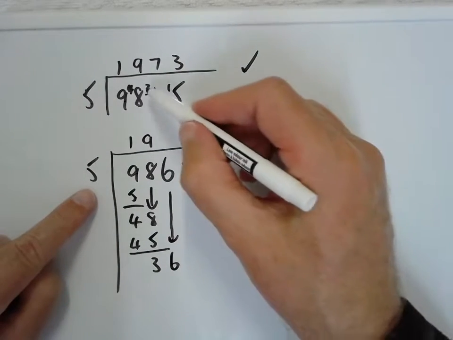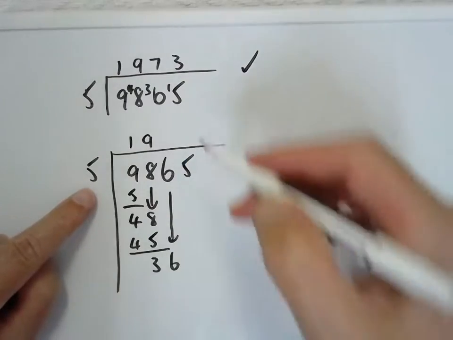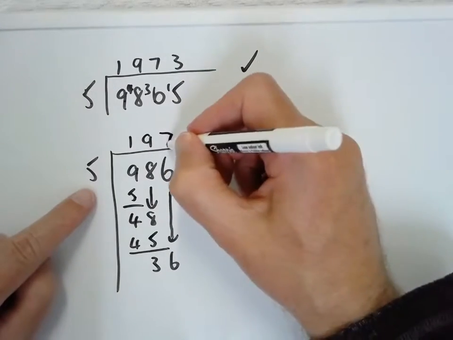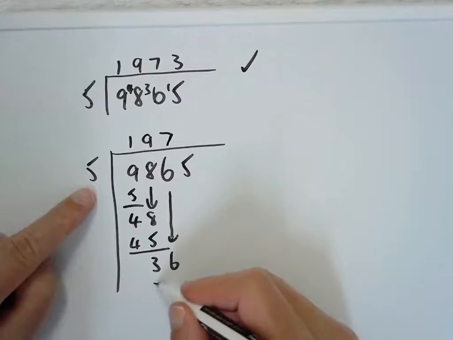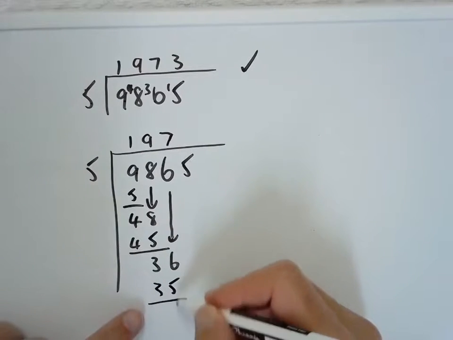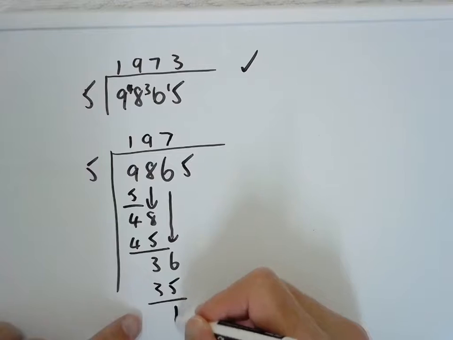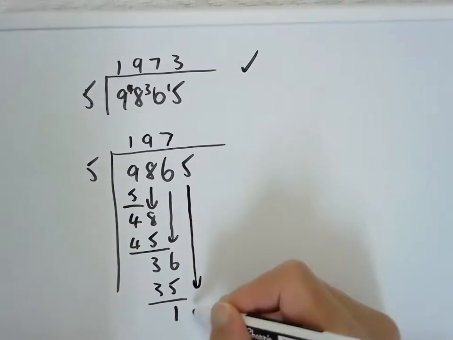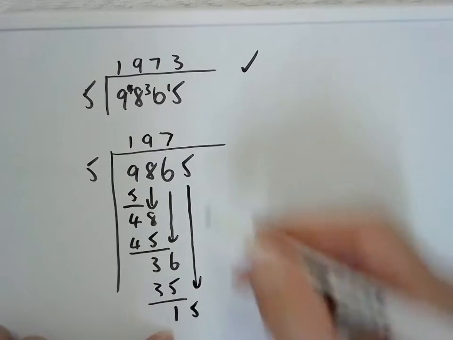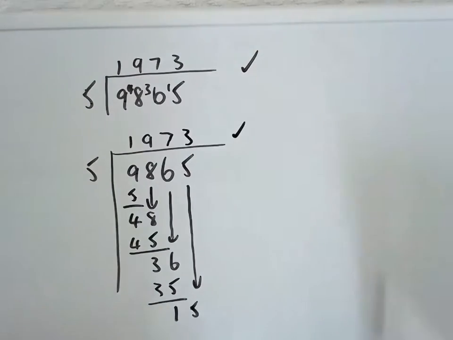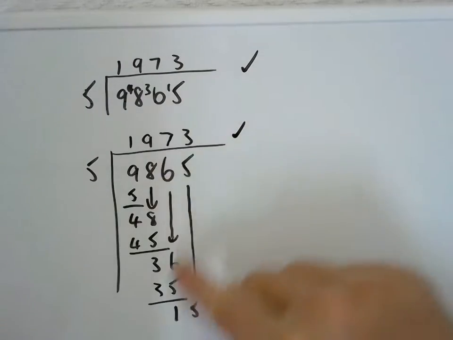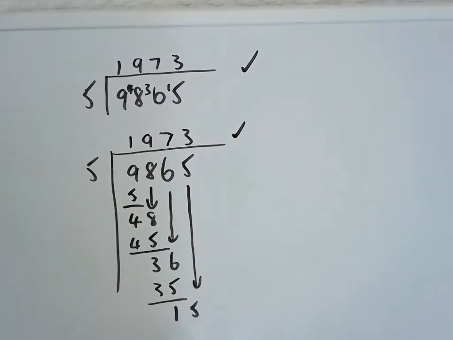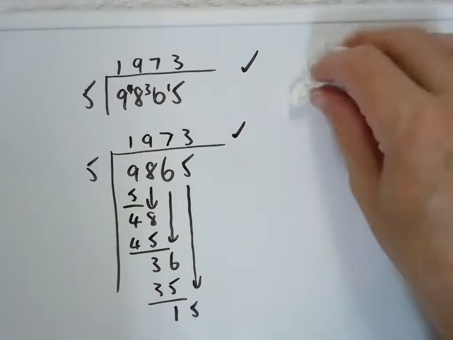5 into 36, you can mirror up here what I'm doing. 5 into 36, 7. 7 times 5 is 35, then I'm going to subtract. 36 minus 35 is 1. There's my 1. I'm going to bring down my 5. 5 into 15, 3. Exactly the same answer. So this is the process that we're going to do with polynomial long division because we can't do that shorthand.